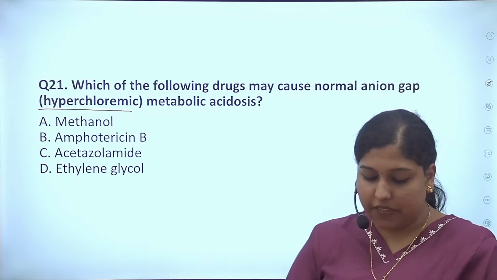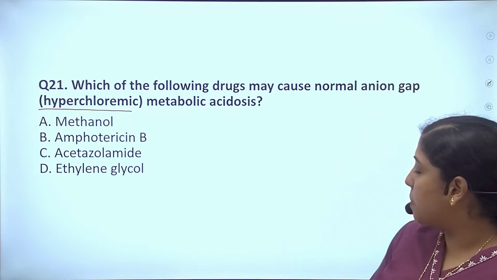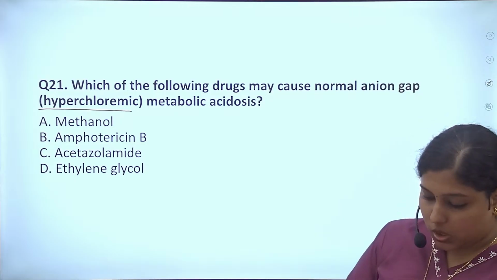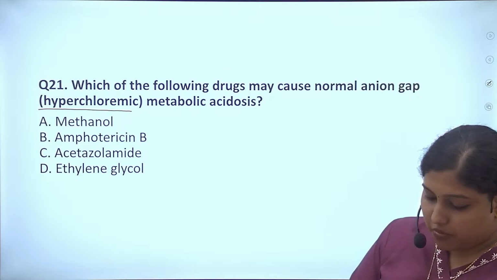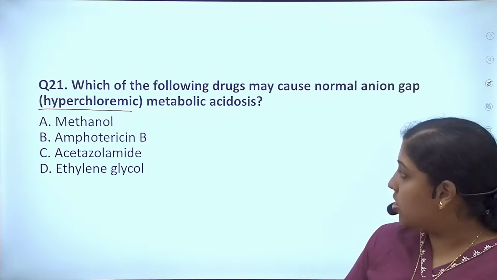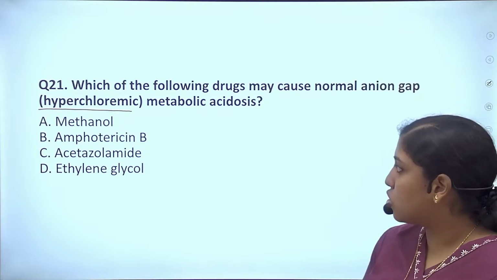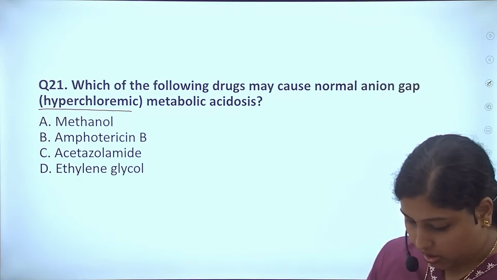Mefenamic acid is having increased penetration. Okay, it is having increased penetration. So that's why it is causing acid-base imbalance. I'm waiting for the correct answer for this particular question. Which of the following drugs may cause normal anion gap hyperchloremic metabolic acidosis?